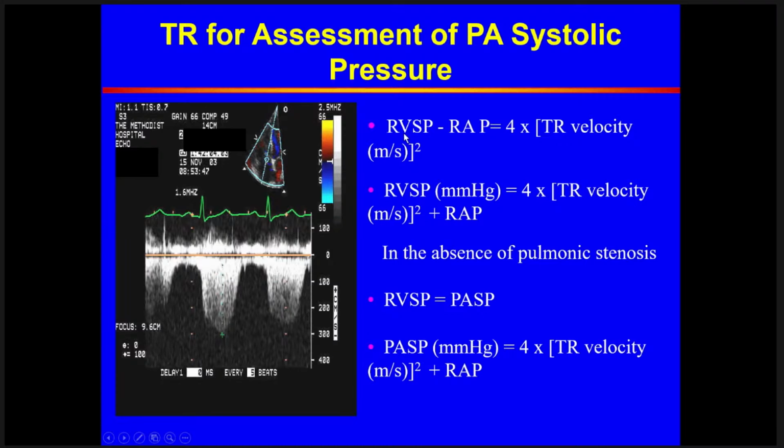And here the difference in pressure gradient between the right ventricle and the right atrium is given by 4V squared, where this tricuspid regurg velocity is in meters per second. And as a result, if you get this pressure difference and you add to it the right atrial pressure, you have the right ventricular systolic pressure. In the absence of pulmonic stenosis, the RV systolic pressure and the pulmonary artery systolic pressure are equal.